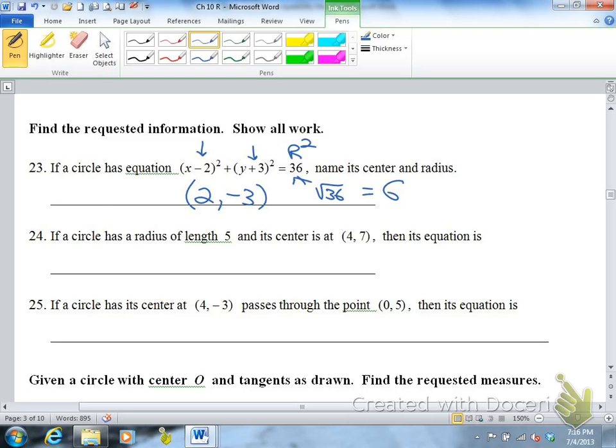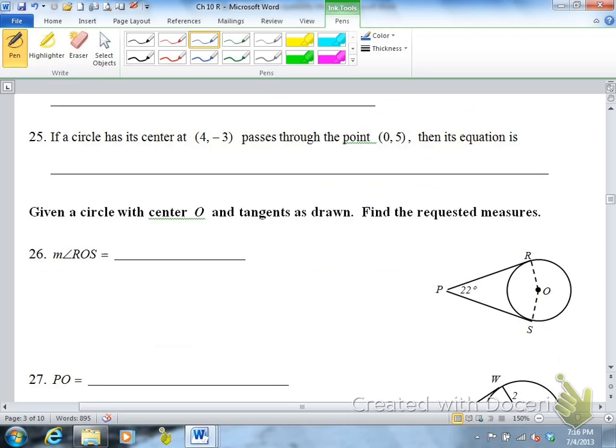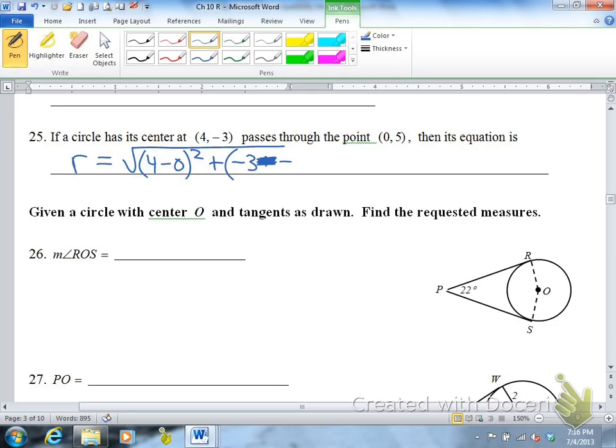And number 24 is going backwards, so you're given the information, you have to write the equation. Your answer should look something like this. I'll skip that though. If a circle has that center passing through that point, then the equation is what? You need the radius. The radius is the distance formula, and you can do the difference in the x's squared plus the difference in the y's squared. So the radius would be the square root of 16 plus 2 squared is 20.